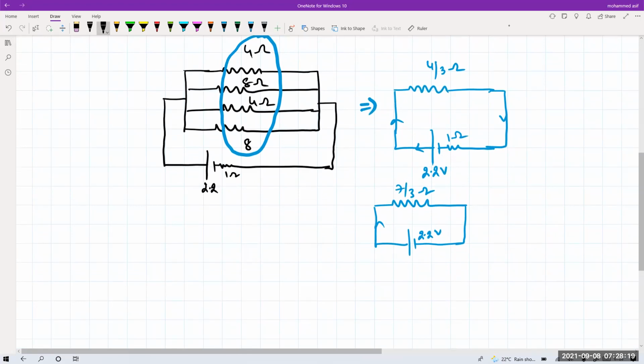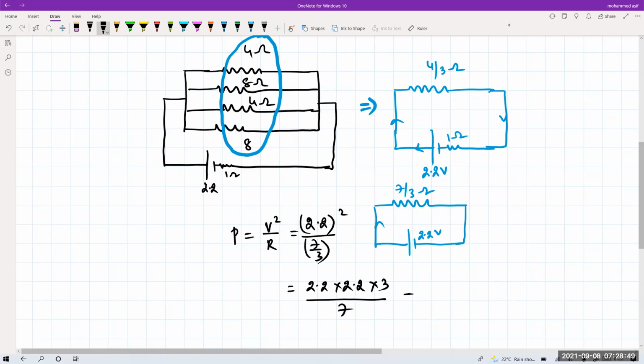Now what is being asked? Power formula. What is the power formula in terms of resistance? P is equal to V square divided by R. V value is how much? 2.2. So this is 2.2 whole square divided by resistance. Resistance is how much? 7/3. See how much I'm getting. So this is 2.2 into 2.2 into 3 divided by 7. So 2.07.